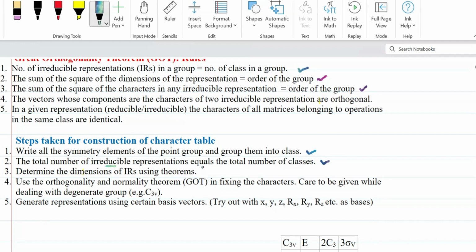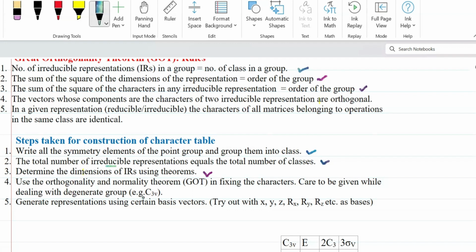Then the third step, we are going to find out the dimensions of the irreducible representations using the above theorem. So what is that? The sum of the squares of the dimensions of the irreducible representations should be equivalent to what? The order of the group. That is the third step. The next step, the characters of other irreducible representations can be found using the orthogonality or normality conditions. So that is used for fixing the characters of the other irreducible representations.